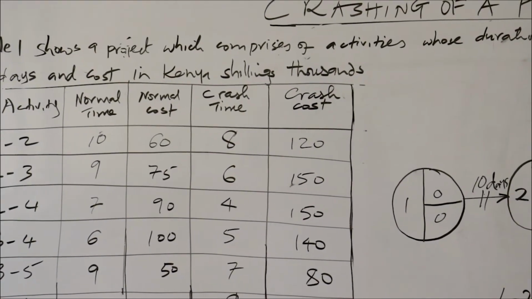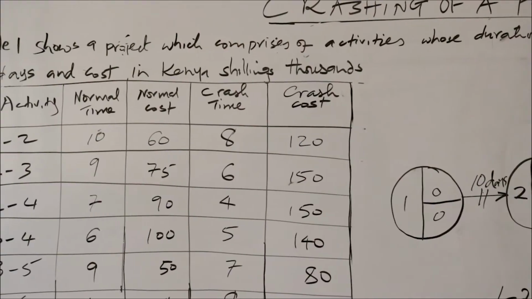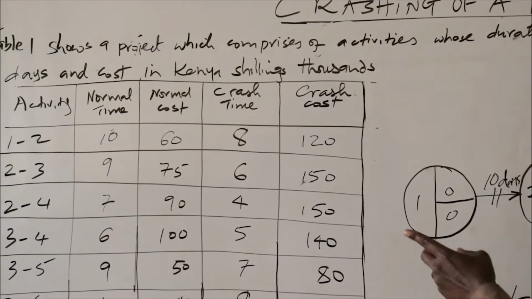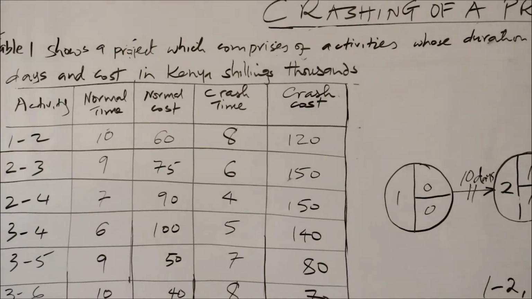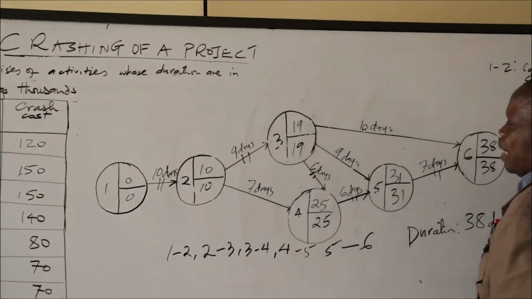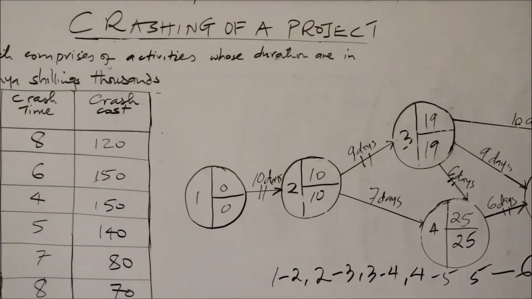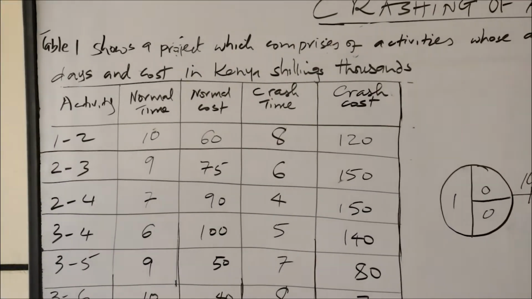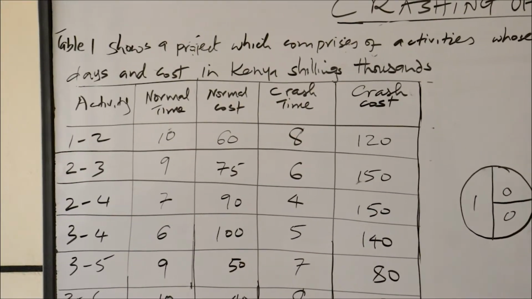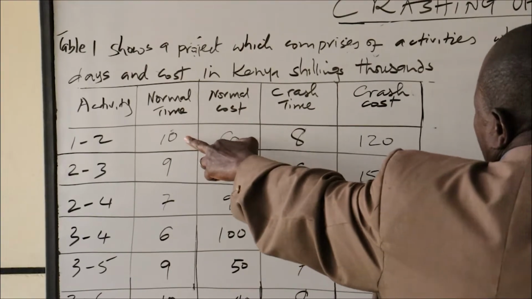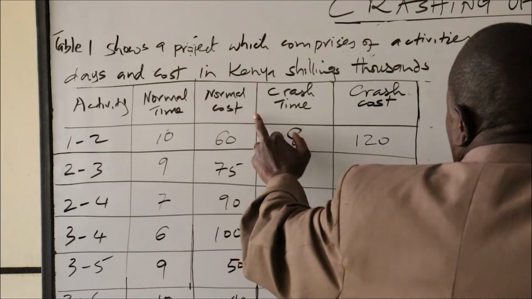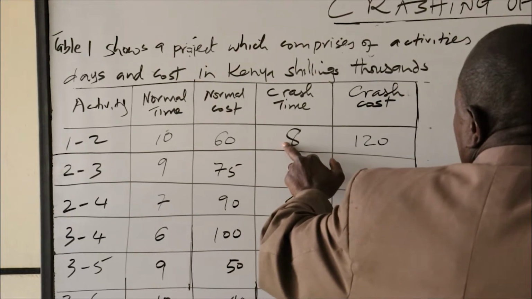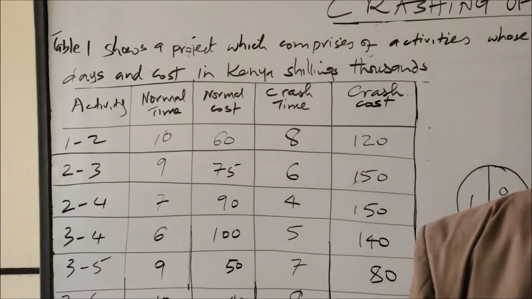Normal time is 10 for the activity, minus the crash time. Normal time is 10. Crash time is 8.